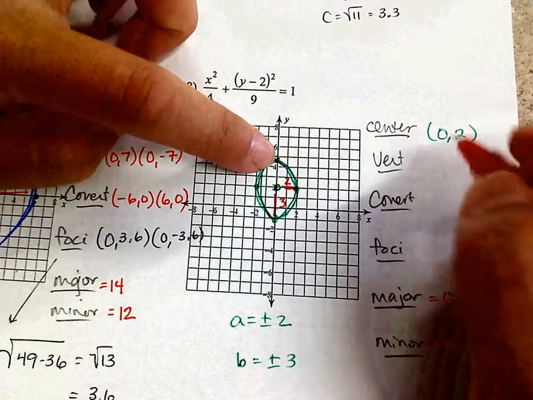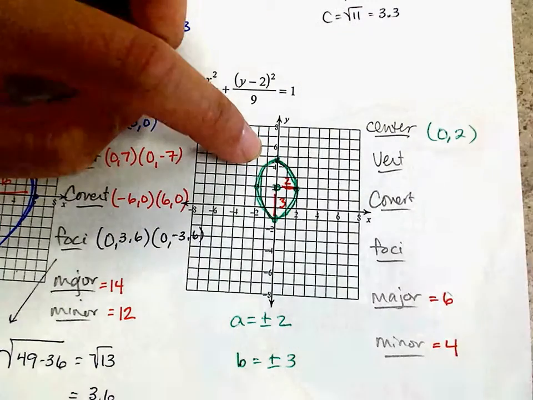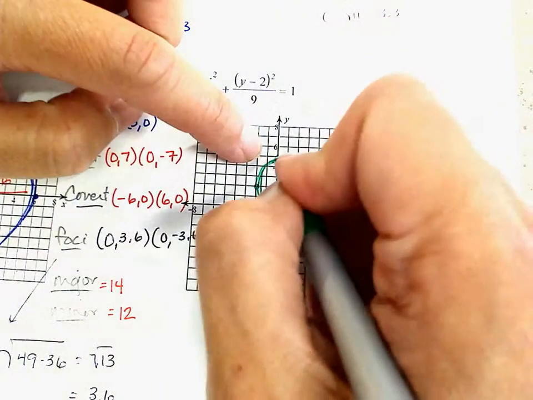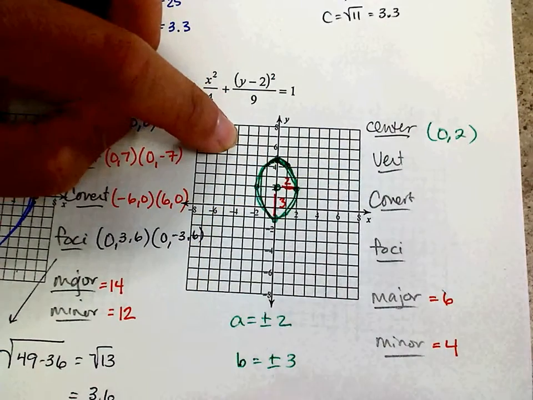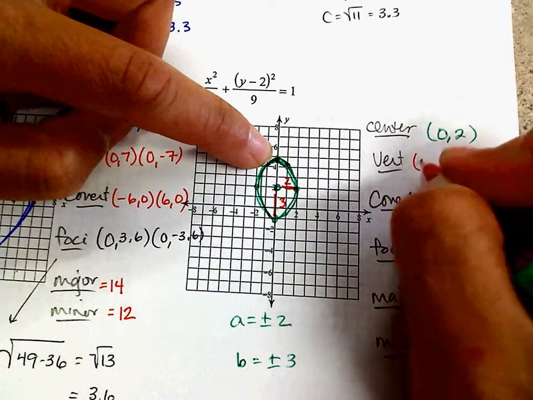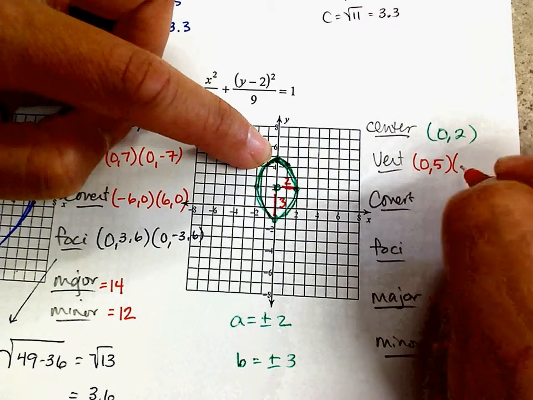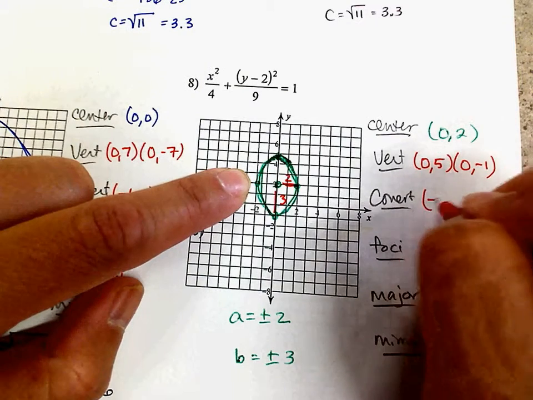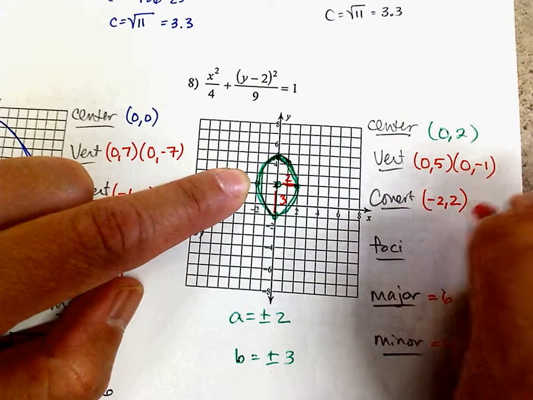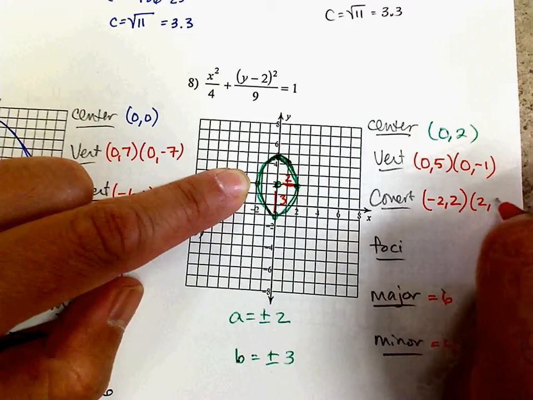This right here, let me go a little higher. There we go. All right. Vertices, this one is 0, 5, 0, negative 1. Co-vertices, the shorter one, so negative 2, 2, 2, 2. Okay, both sides.